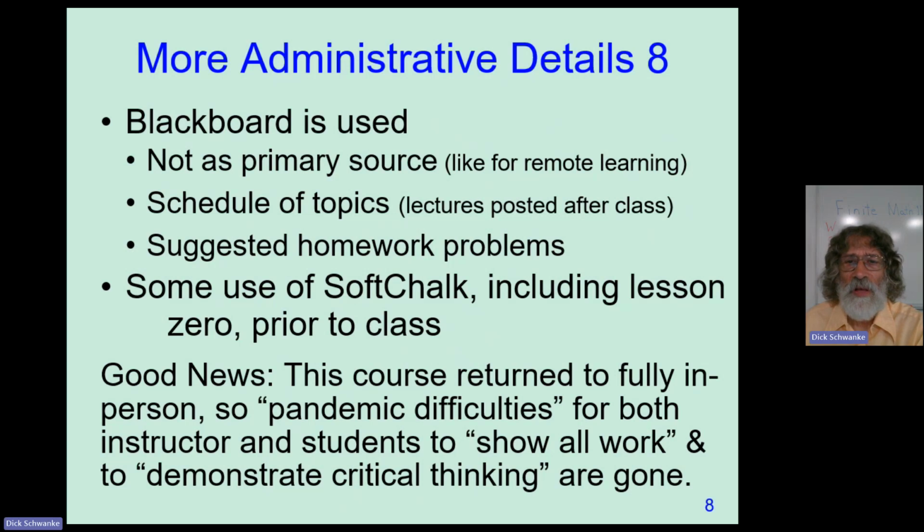We do have some good news, though, about all of that. This course is returned fully in person, so all those pandemic-related problems we had with remote learning and finite math, where you had to show all work and I had to have some indication that you were demonstrating your critical thinking. Those were really difficult for online math courses, and that's all gone now. Finite Math's back to 100% face-to-face, no online only, no split classes. So it works a lot better, and I'm happy for it that way too.